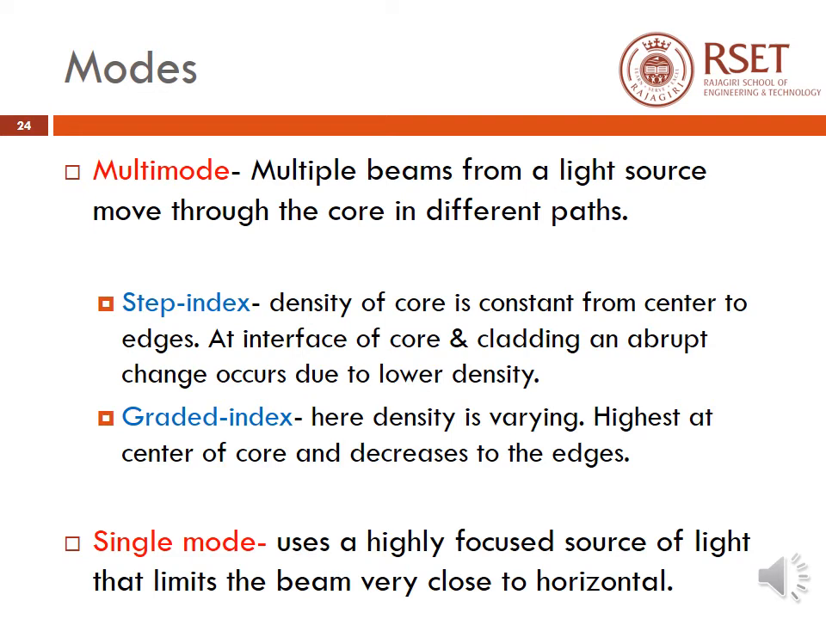And the last one is single mode. In single mode also, a step index fiber and a highly focused source of light that limits the beams to a small range of angles, all close to the horizontal, is used. And that is why it is called single mode fiber, and it is manufactured with a very small diameter than that of the multi-mode fiber, and with a substantially lower density. And the decrease in density results in a critical angle which is very close to 90 degrees, so that the propagation of the beams is almost horizontal.